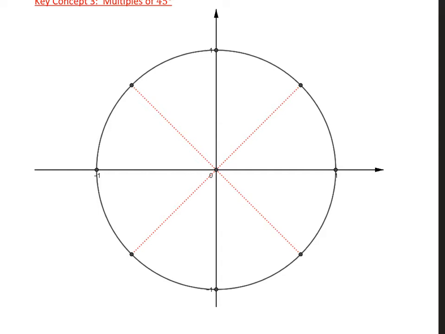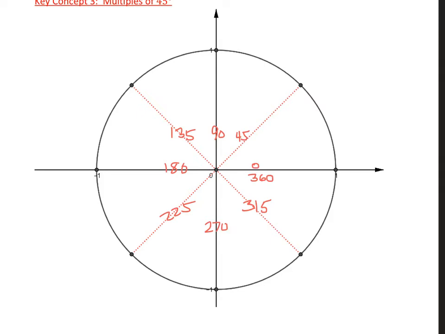And so if I just write my degrees first, I have 0 degrees here, 45, 90, 135, 180, 225, 270, and 315. And then all the way back around, bringing us to 360, which is the same as the 0 point.